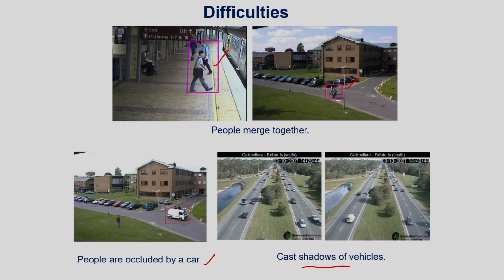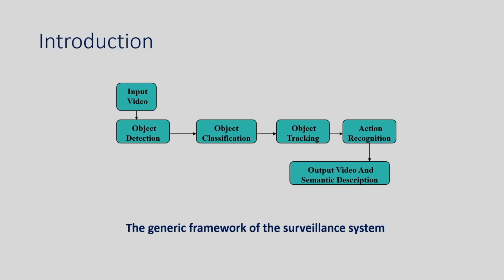So we have to remove the shadow, and that is also another research problem in video surveillance. So let us consider one generic framework of a video surveillance system. So input is the video. After this we have to detect the objects present in an image, and after this we can employ some machine learning algorithms, the pattern classification algorithms, for object classification. After this we can do the tracking of the objects, and also we can do the action recognition, that is the activity recognition.